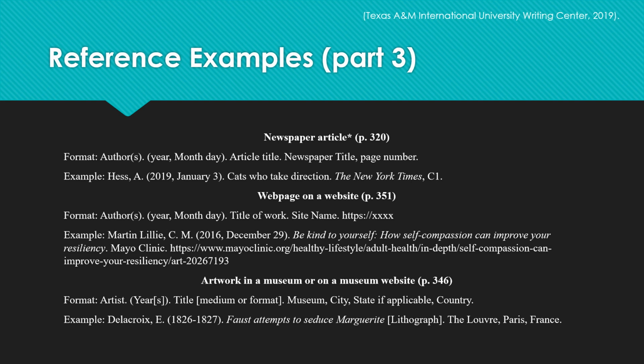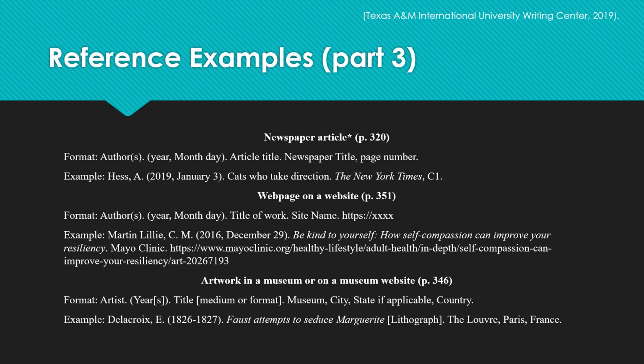For a web page on a website, you can reference page 351. You need to include the author, the year, month, day in parentheses, the title of the work, the site name that you found it on, and then the website URL where you would find that source.